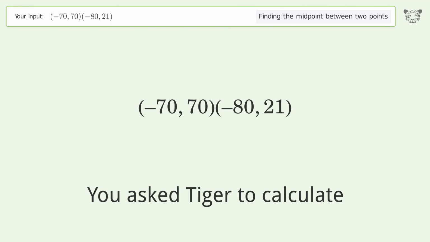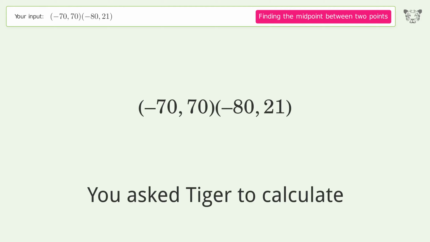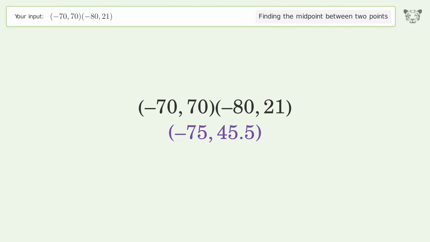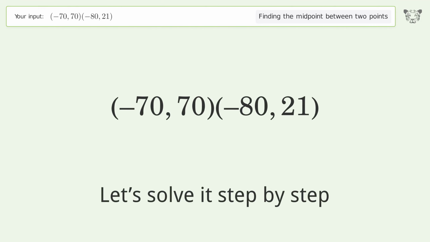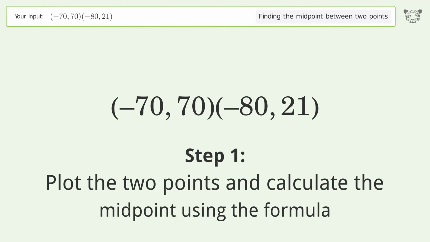You ask Tiger to calculate. This deals with finding the midpoint between 2 points. The midpoint between the 2 points is -75, 45.5. Let's solve it step by step. Plot the 2 points and calculate the midpoint using the formula.